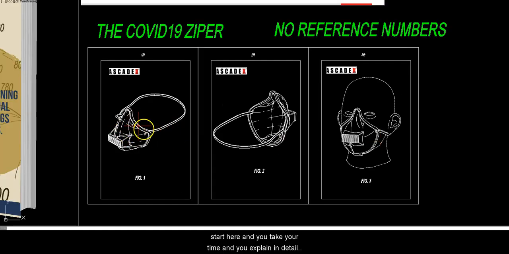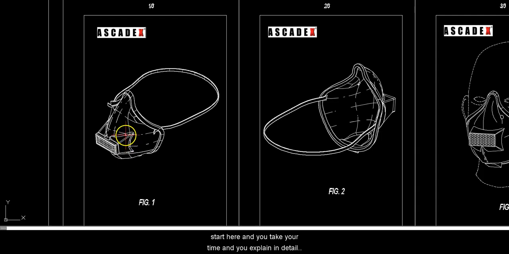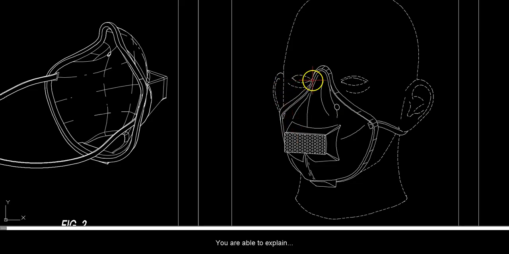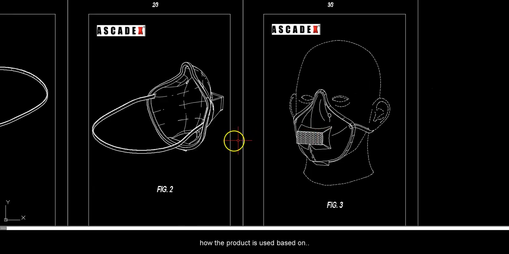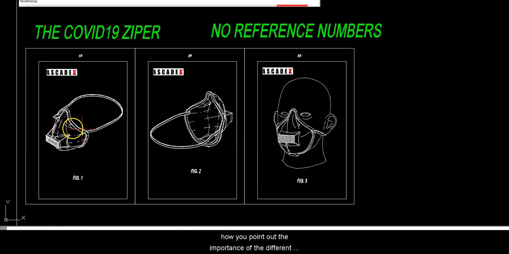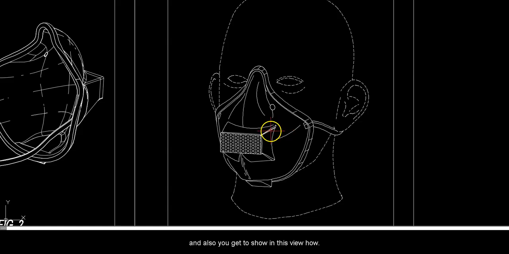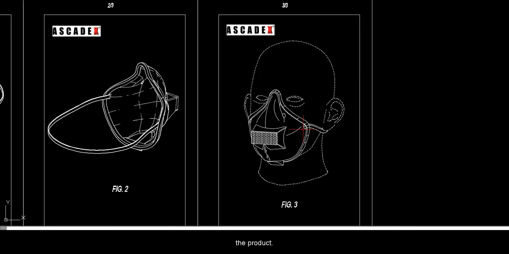So you start here and you take your time and you explain in detail what's going on in this drawing, what the product is made of, and then you go over to the next figure, and then finally you are able to explain the product in use based on how you point out the importance of the different features in the previous views. And also you get to show in this view how a person interacts with the product while they are using the product.